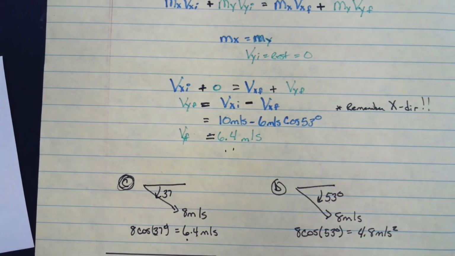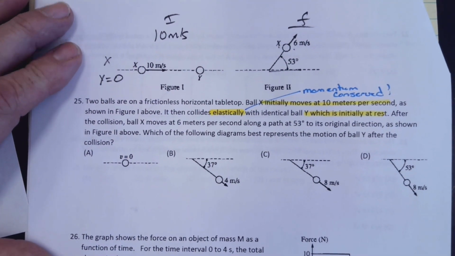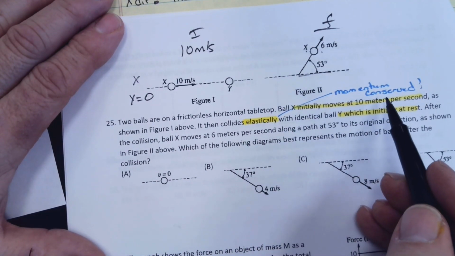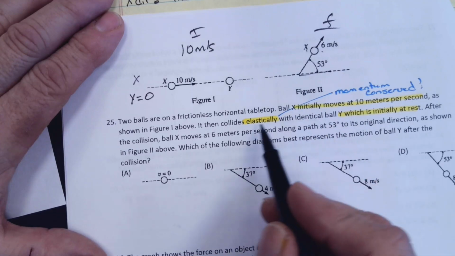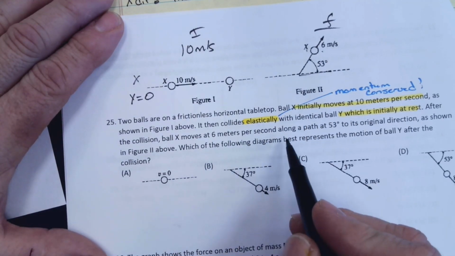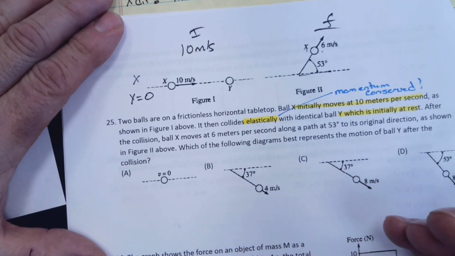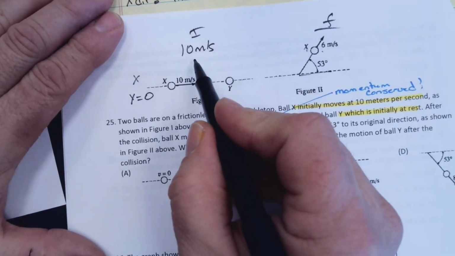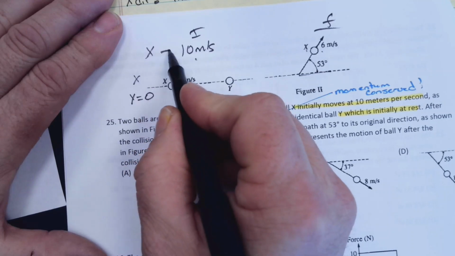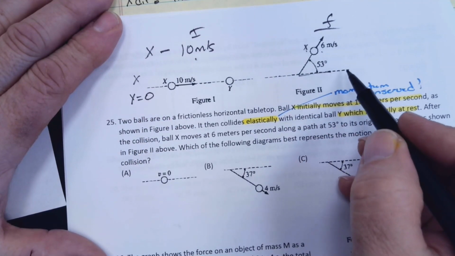Now, if I was doing the test and I wanted to be a little bit faster, there are a few things I can do. I know it's elastic, so my momentum is conserved. If the masses are equal to each other, and it says that they have the same masses, then I know mass is not a factor, so just get rid of it. Nobody cares. So I know that the velocity here in the X direction is 10. It has to be 10 total in this direction also.